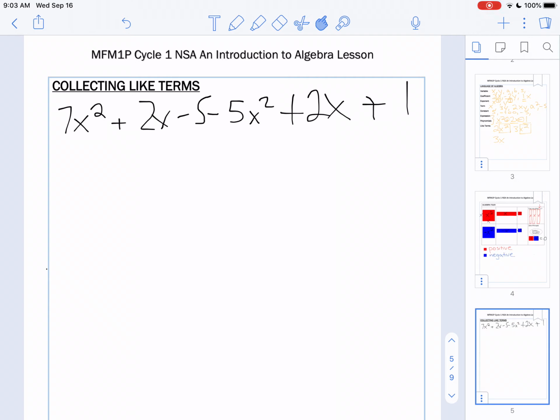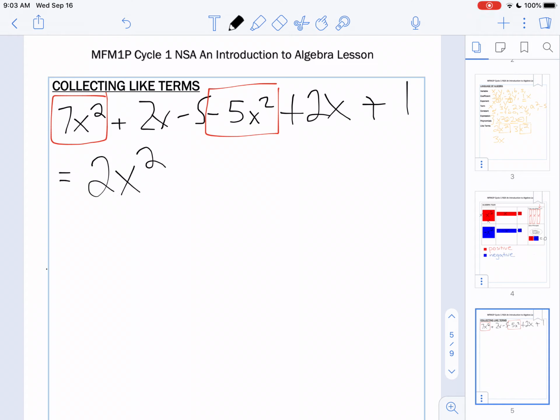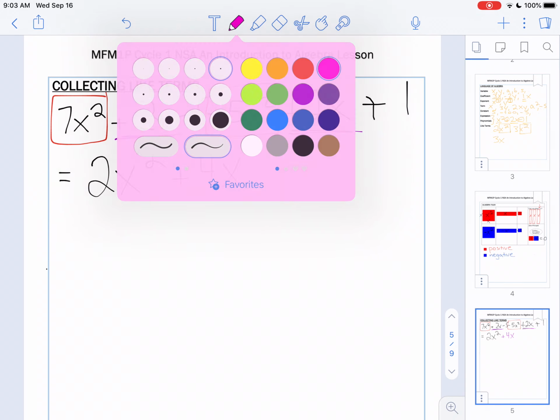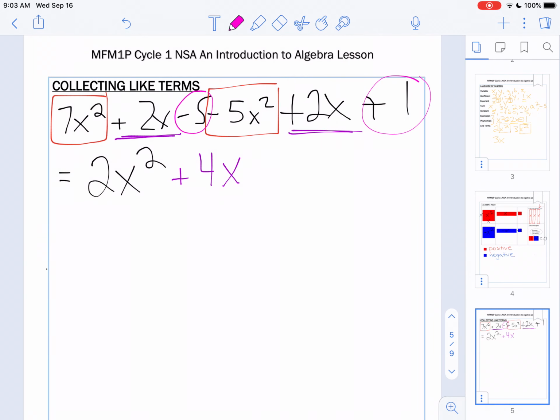Okay, hopefully you've had a chance to pause the video and try to collect the like terms together. If you were trying this without algebra tiles, hopefully you were able to highlight the like terms. So 7x squared and negative 5x squared are like terms. They would collect to give us 2x squared, because you have 7 of something and you're taking away 5 of the same thing. Positive 2x and positive 2x adds to positive 4x. And finally, the constant terms. So the negative 5 plus 1 gives us negative 4.